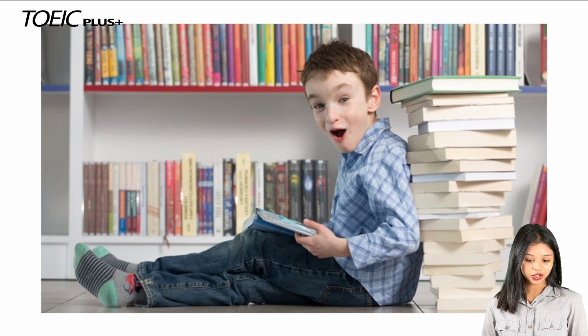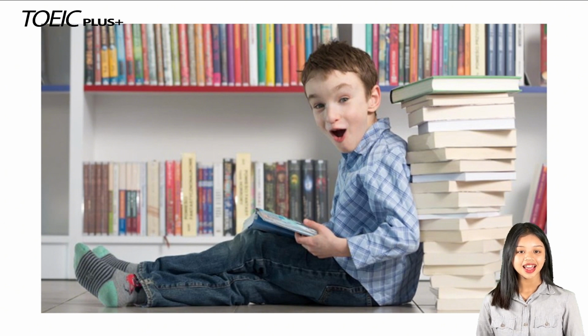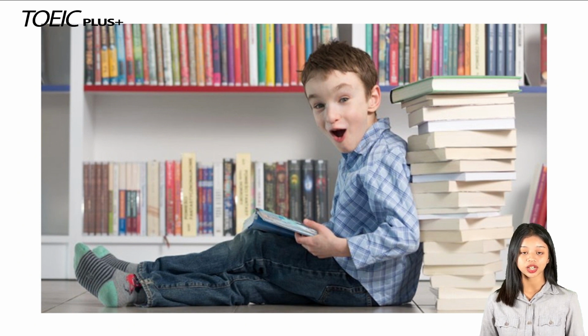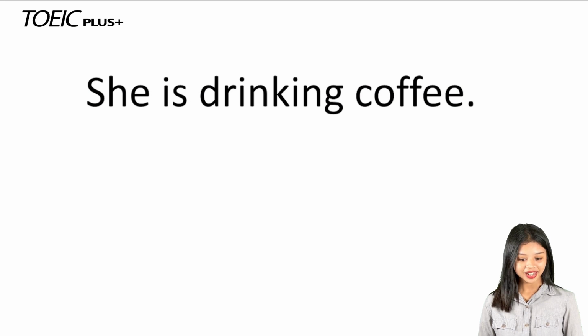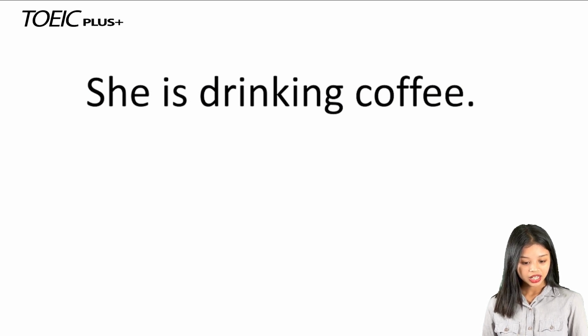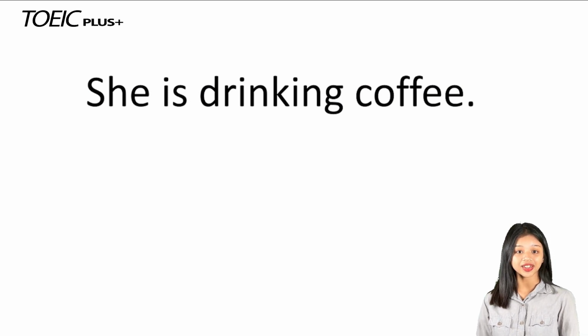The answer options are usually simple sentences in the present continuous tense. This tense indicates that an action or situation is occurring or is happening now or at the moment. The verb phrase consists of an auxiliary or be verb in the present tense, followed by a present participle or ing form. For example, she is drinking coffee.